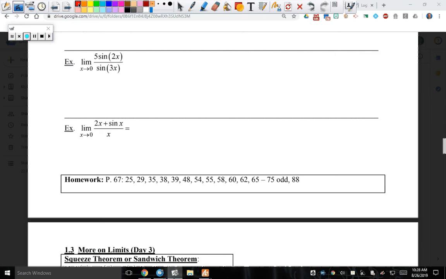Sine of 0. What's sine of 0? 0. So I would have 0 on the top and I would have 0 on the bottom. Because of this, we have to do some algebraic manipulation. Okay? So here we go.